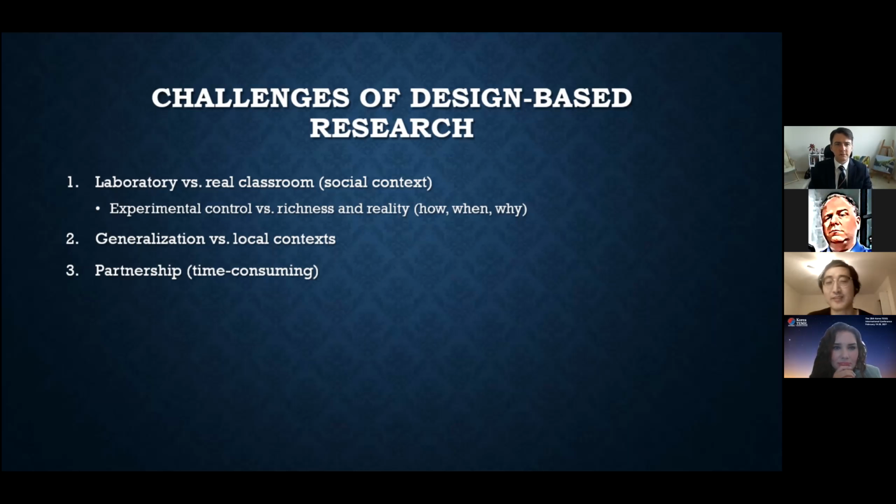And this type of research doesn't aim to produce generalization, because it considers local context. So we would like to know what happened in the specific context, the local context. And also it's time consuming because our partnership is really important. So it takes time.